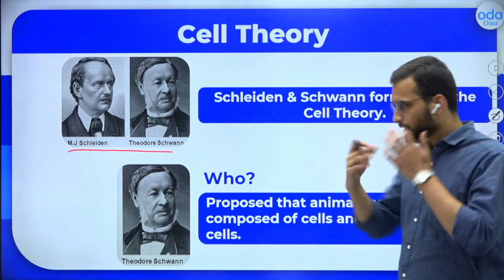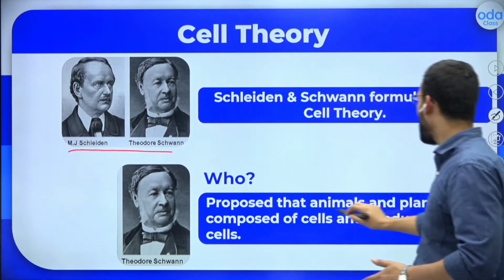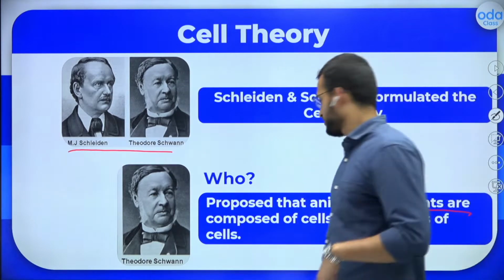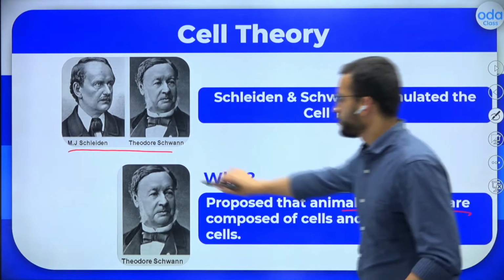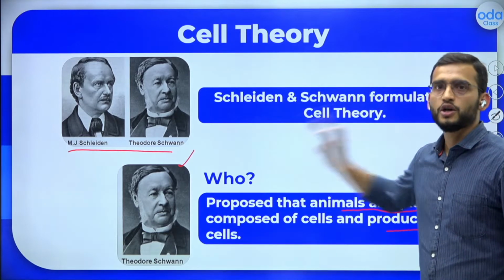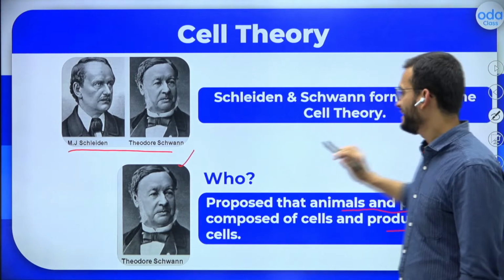But if there is a question like who proposed that animal cells and plant cells are composed of cells and their products, you will be writing Theodor Schwann. If there is an option like this, choose the second option, right?